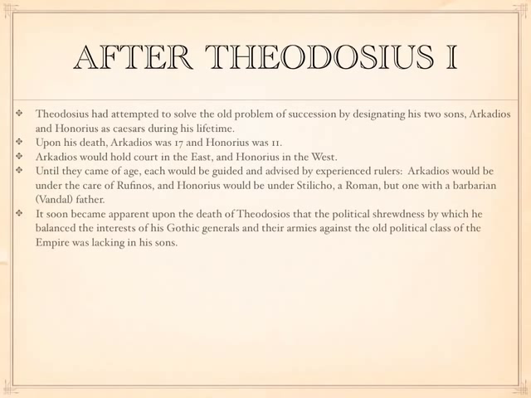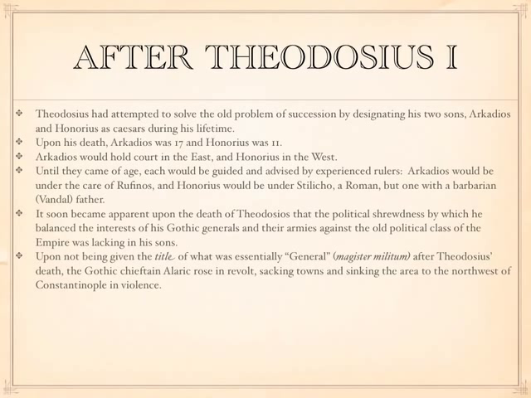It soon became apparent upon the death of Theodosius I that the political shrewdness by which he balanced the interests of his Gothic generals and their armies against the old political class of the empire was lacking in his sons, if not in their advisors. Upon being rejected for the title of what we would call a general after Theodosius' death, a Gothic chieftain by the name of Alaric, whom we will get to know much better in the discussion on the Germanic tribes, the third section of this lecture series, rose in revolt.